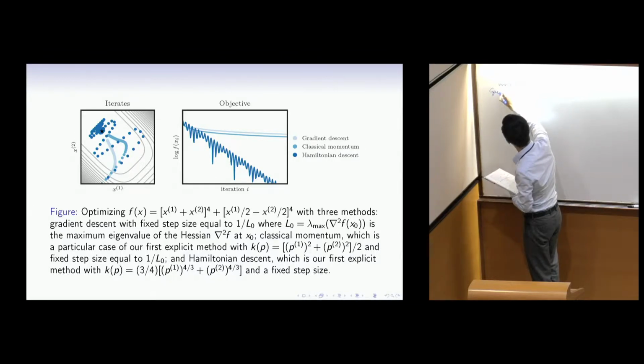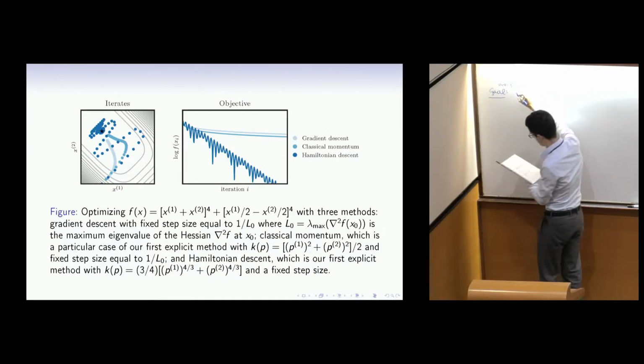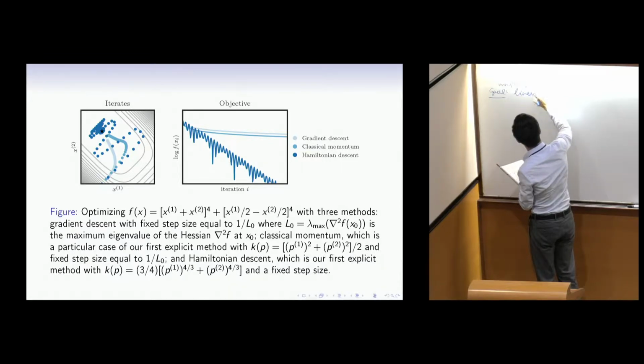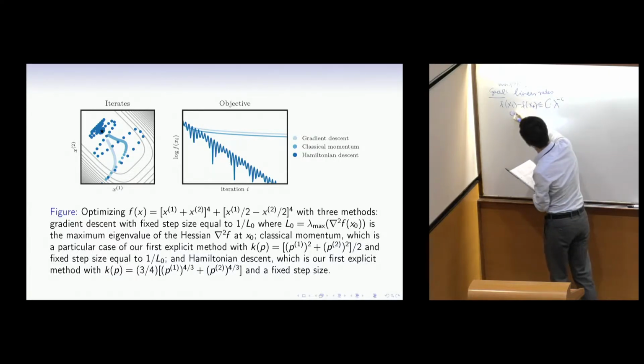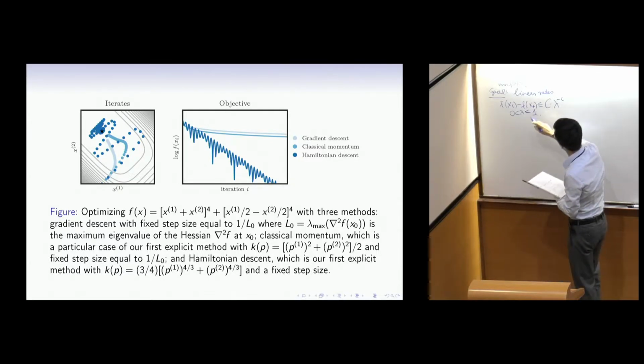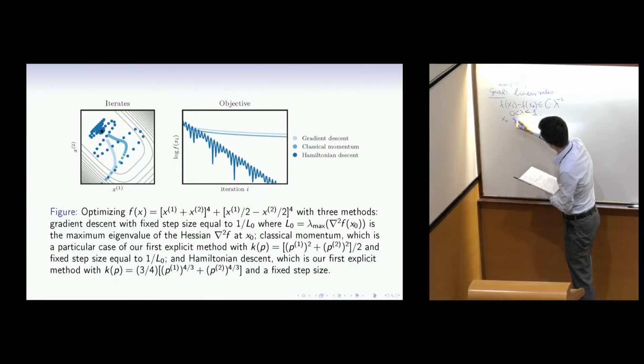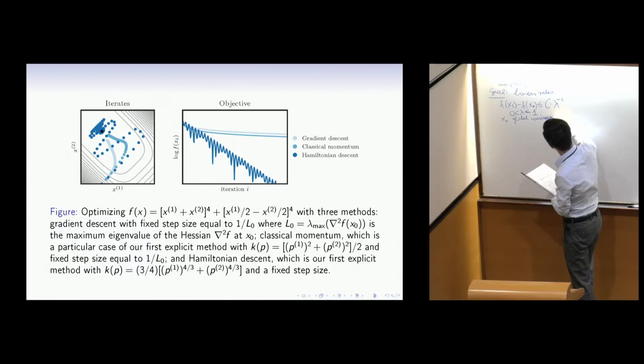okay, I will write linear rates, okay, which is f(x_i) minus f(x star) less than or equal to c times lambda to the i for some lambda between zero and one. So this is our goal, and x star is the global minimizer of f.